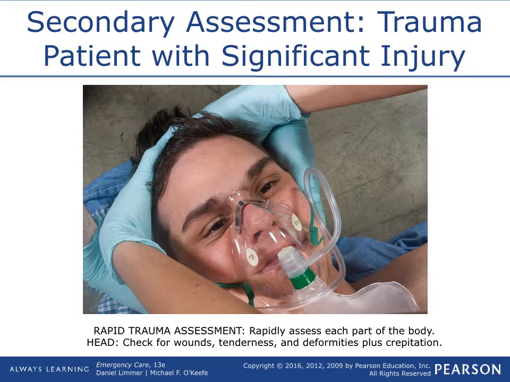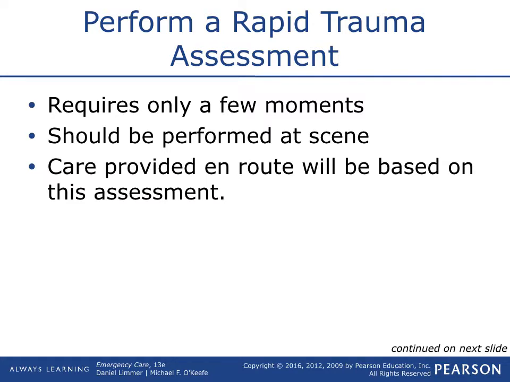So there you go, secondary assessment, patient with significant trauma. Rapidly assess each part of the body: head, check for wounds, tenderness, deformities, plus crepitation. So DCAP-BTLS. It requires only a few moments and should be performed at the scene. Care provided en route will be based on this assessment. When you get on that scene and you're doing a rapid head to toe, you're basing the rest of your treatment on that moment. You're making the calls from that spot, so make the right ones. Find those injuries and start treating for those injuries.